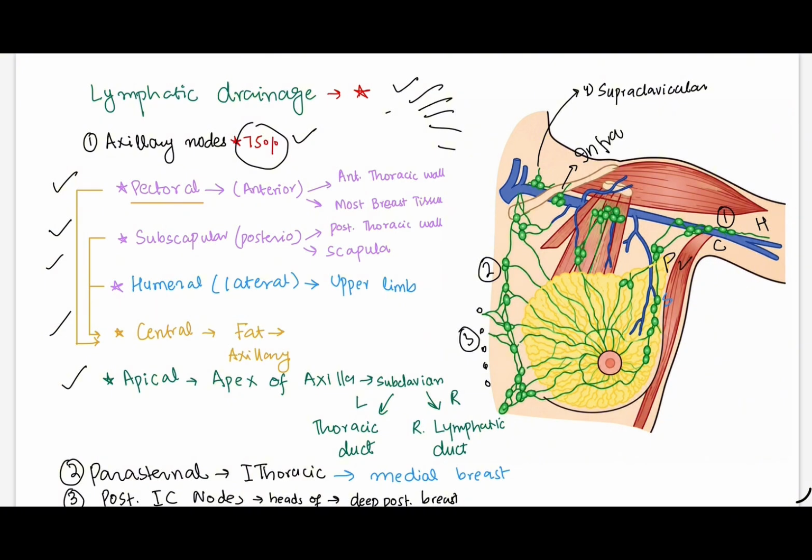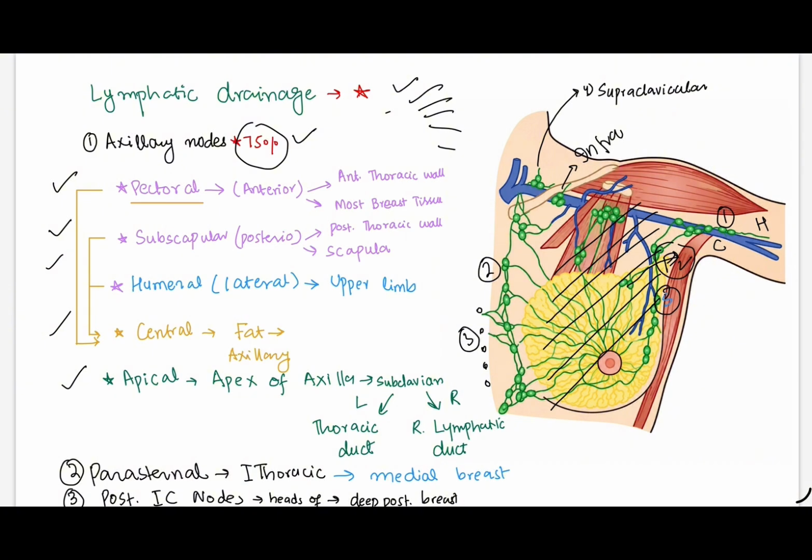First of all, it's the pectoral, anterior. It is actually the anterior node, but we just gave it a fancy name, pectoral. And then there is the subscapular, which is actually posterior. What is the pectoral doing? It is draining the anterior thoracic, and most of the breast tissue drains here.